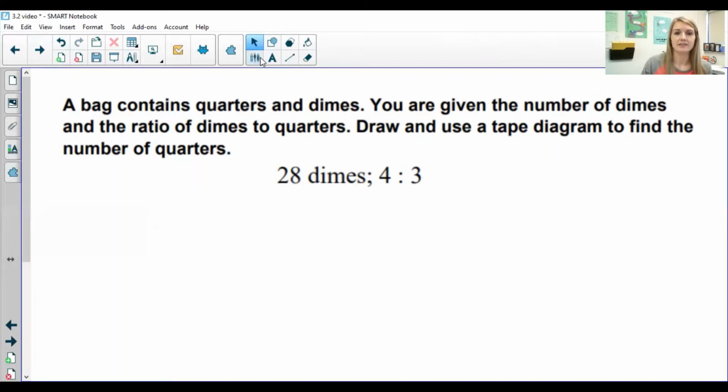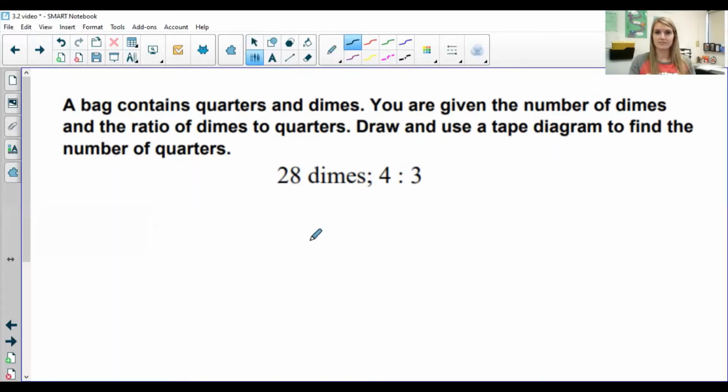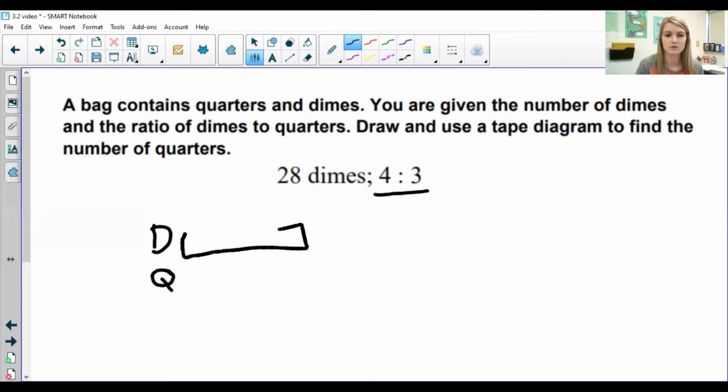So we have the exact same problem, quarters and dimes. This time we have 28 dimes and our ratio is 4:3. All right, you know the drill by now, okay? We're gonna do dimes, we're gonna do quarters. What's my ratio? 4:3.